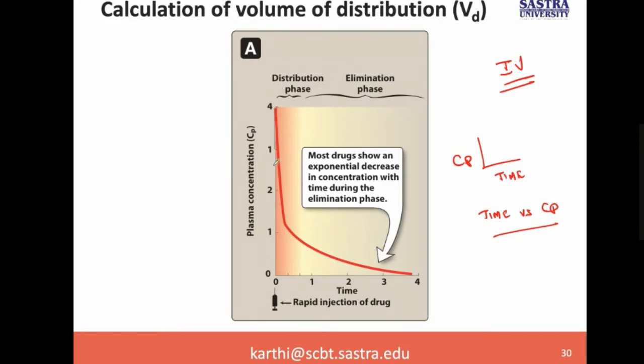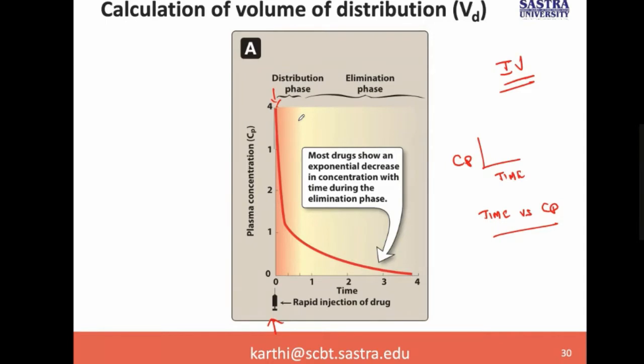In case of intravenous, we directly keep the drug molecule in the blood. That is why at time 0, the concentration is at its peak, very high, which means that the entire amount, the complete dose of the drug molecule, is kept in the blood. When time goes on, the concentration decreases.